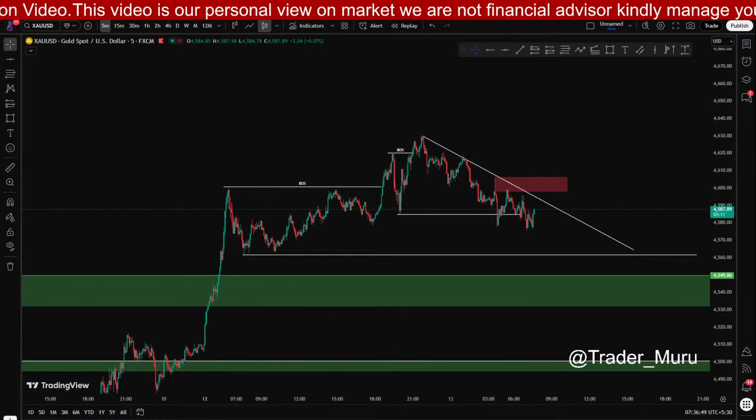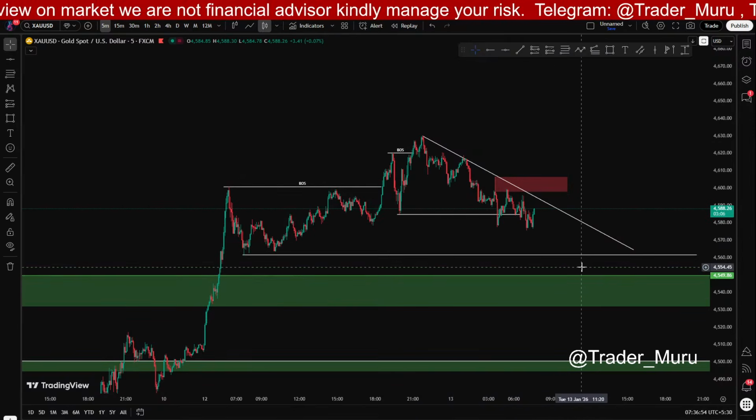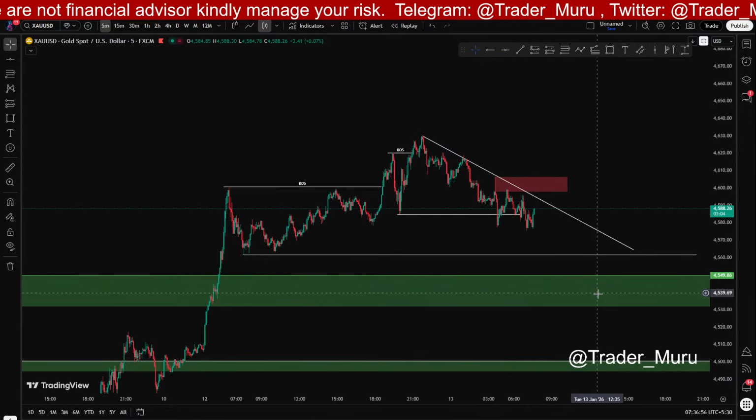Can you give us a signal today? I will give you a confirmation when it touches this area and it changes character here.